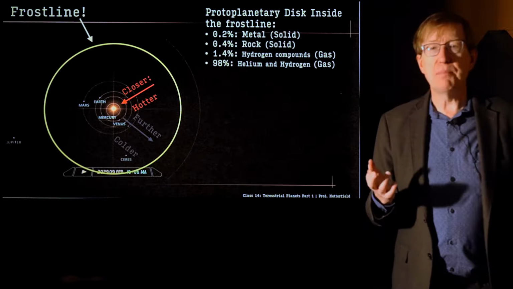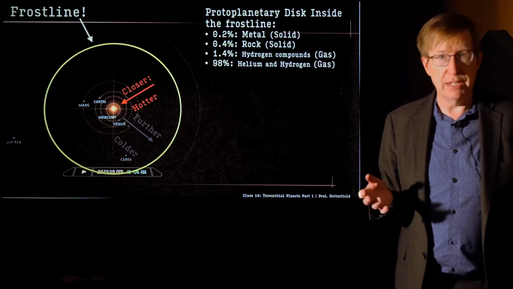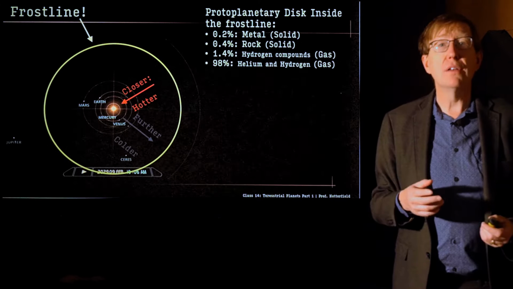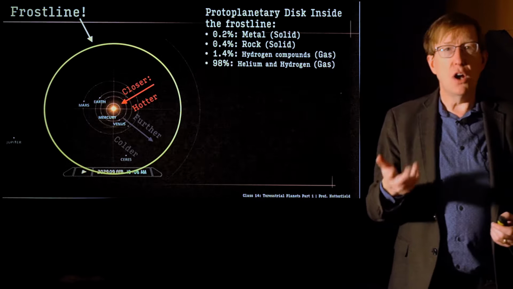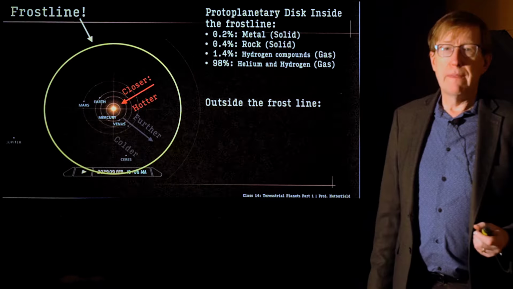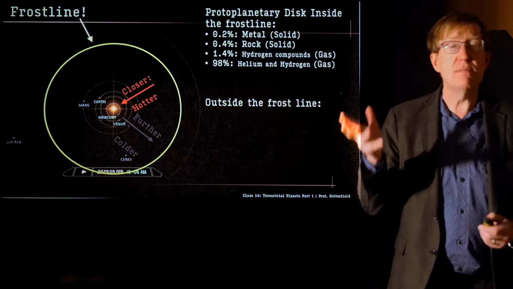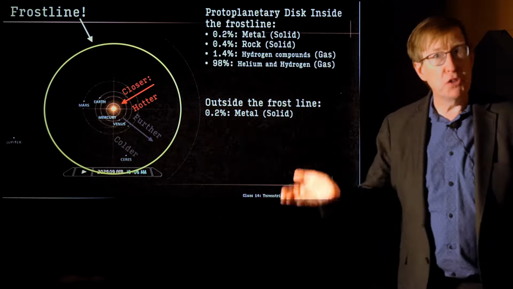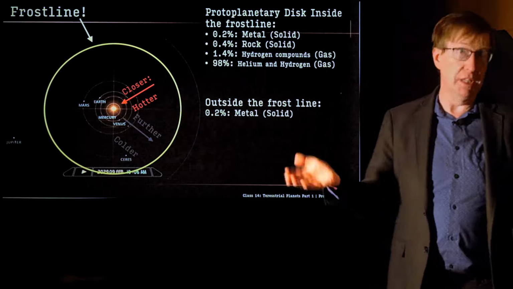The rest, about 98%, is helium and hydrogen, which is a gas at pretty much any temperature. It's going to be really hard to find a place where there's hydrogen and helium gas which is also cold enough that it's not a liquid. So this is different than what's happening outside the frost line. Outside the frost line, a lot of it's the same. You still have 0.2% metal, which is a solid because it's cold enough. Yes, it's really cold now.